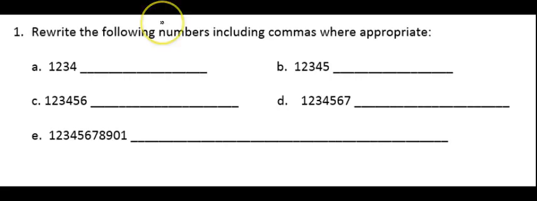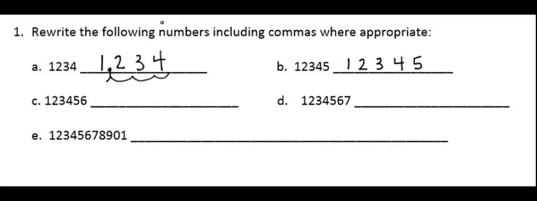I'll start the first problem by rewriting the numbers as they are. So I have 1, 2, 3, and 4. Then if I start from the right, I need to count over 3 places, and that's where my comma goes. Going across, I have 1, 2, 3, 4, and 5. A comma would go between the 2 and the 3. The number is 12,345.